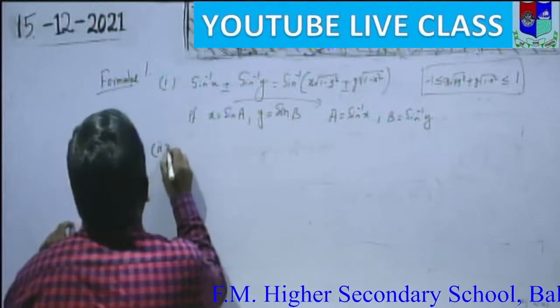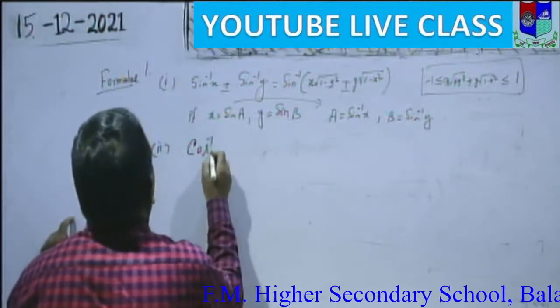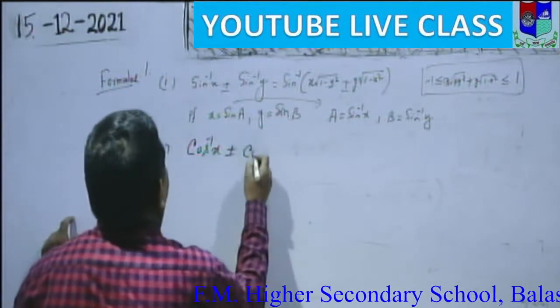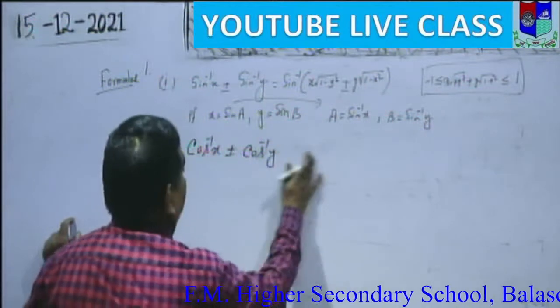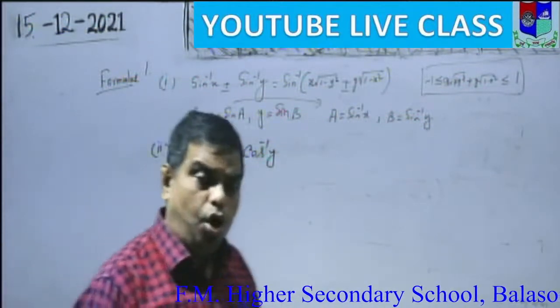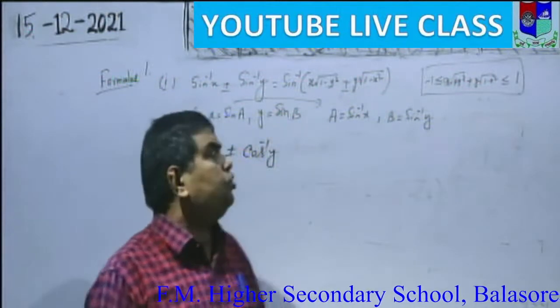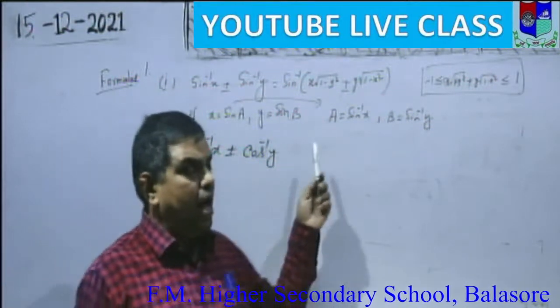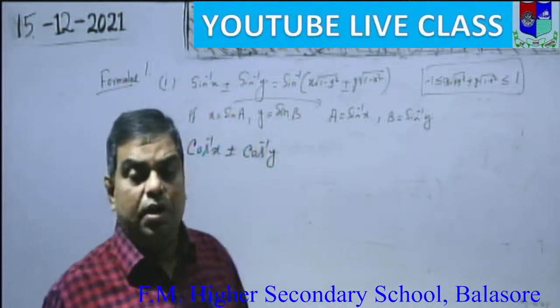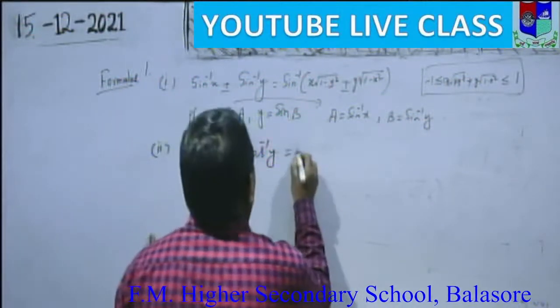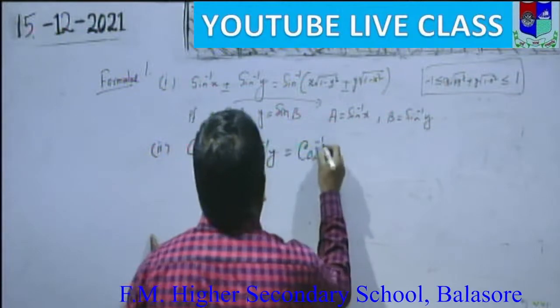Second theory is cos inverse x plus or minus cos inverse y. Cos minus sin. This is your cos inverse.